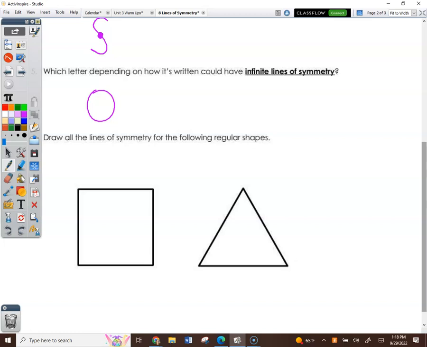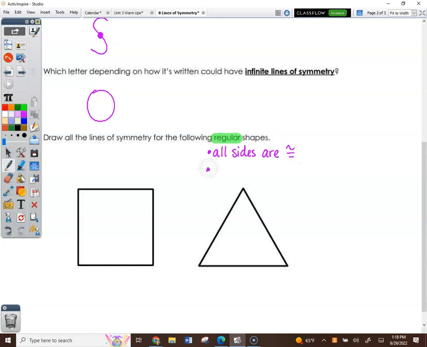Draw all the lines of symmetry for the following regular shapes. There's a vocab word in here that I need y'all to highlight. It has to do with the word regular, and what's sneaky about this word is you just read right over it. If we're talking about a shape in geometry and it says the word regular in front of it, it means two things. One, all sides are congruent.